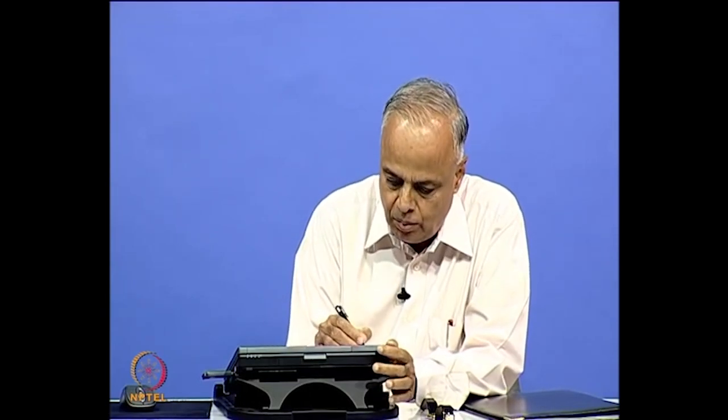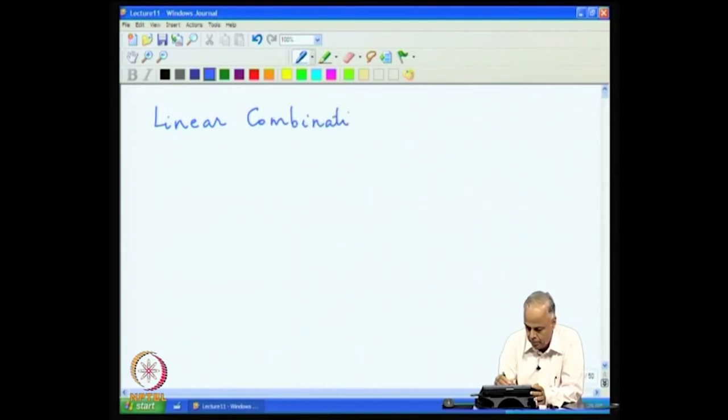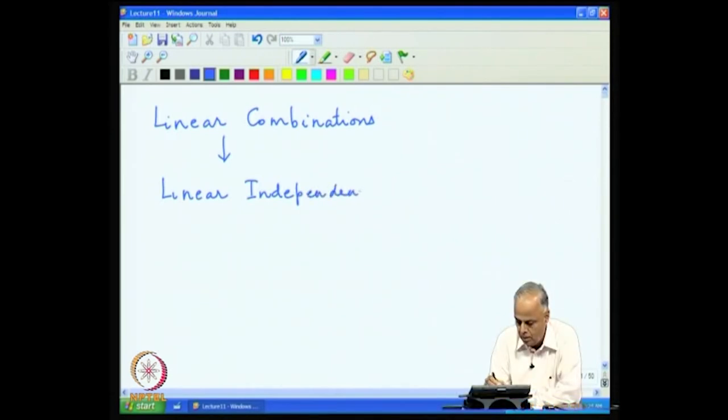In the last lecture, we introduced two important notions. The first one was the notion of linear combinations. As a consequence of this, this led us to the notion of linear independence. Let us recall the definition of linear independence.